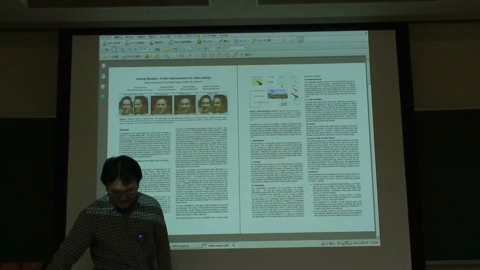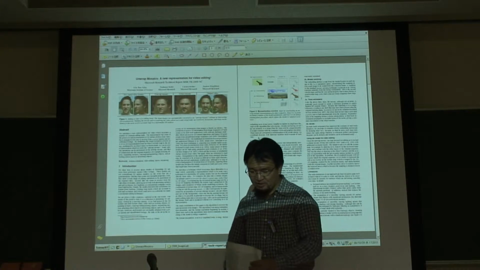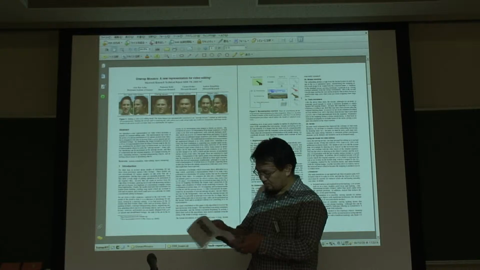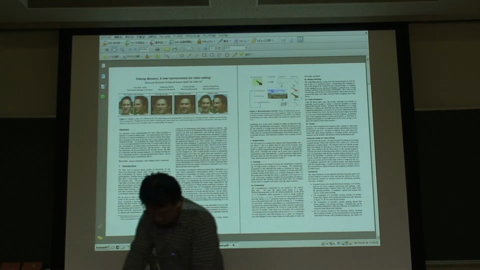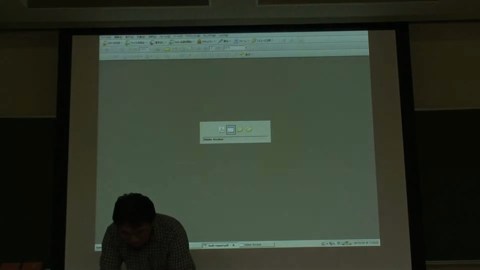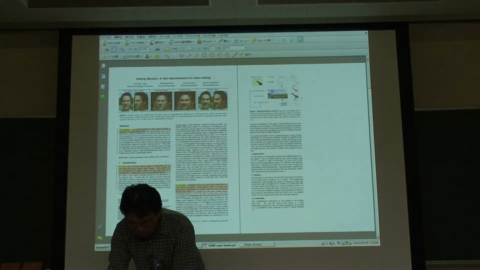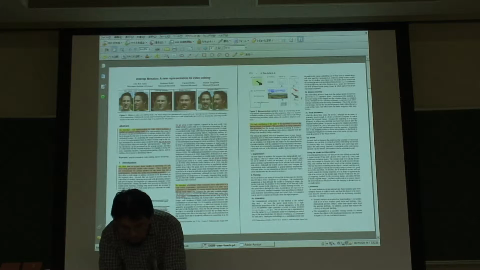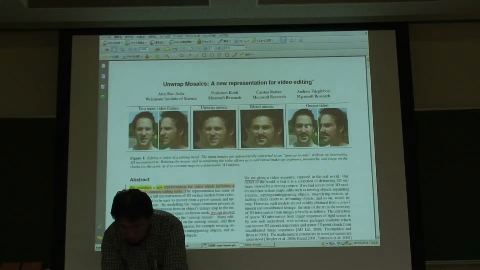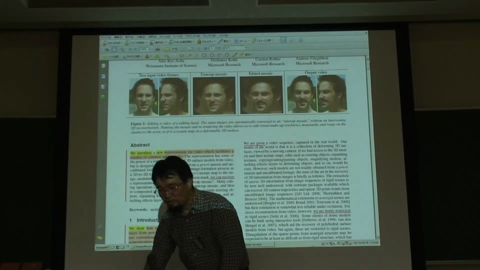Actually, this is a little bit far from the ordinary way of summarizing the paper, but okay, let me show you what I marked in this paper. Like here. So usually, as I said, yeah.